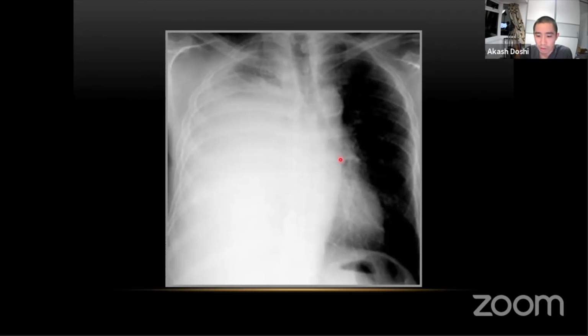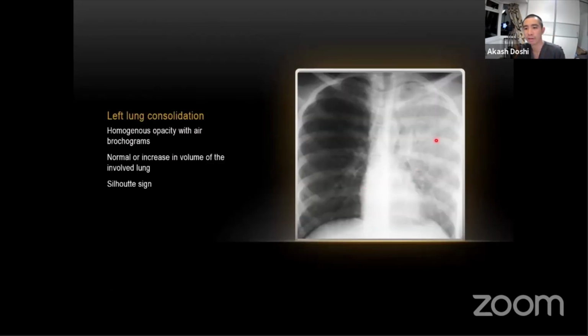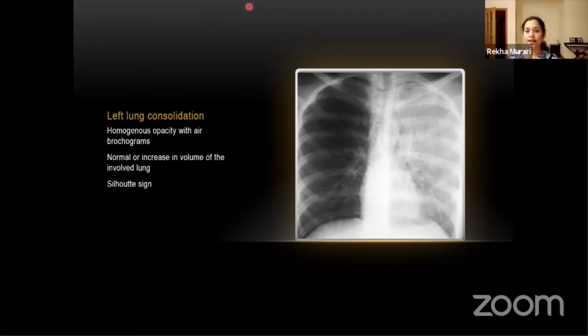Someone has put, so the first one is pneumonia, is it? I think you've muted yourself, Rekha. Yes, that's correct. The first one is pneumonia, and the second one is pleural effusion, which doesn't have an air pocket.